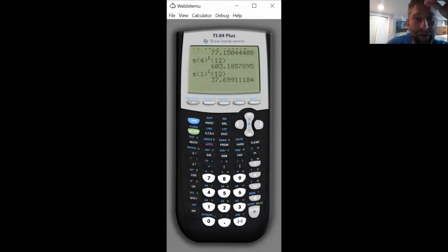So I have 603 and 37. And to find the space that's left, to find the volume of the actual paper towels, I'm going to subtract them. Again, I'm not adding them. I don't have 2 cylinders on top of each other. I'm pulling that one cylinder out of the other one.